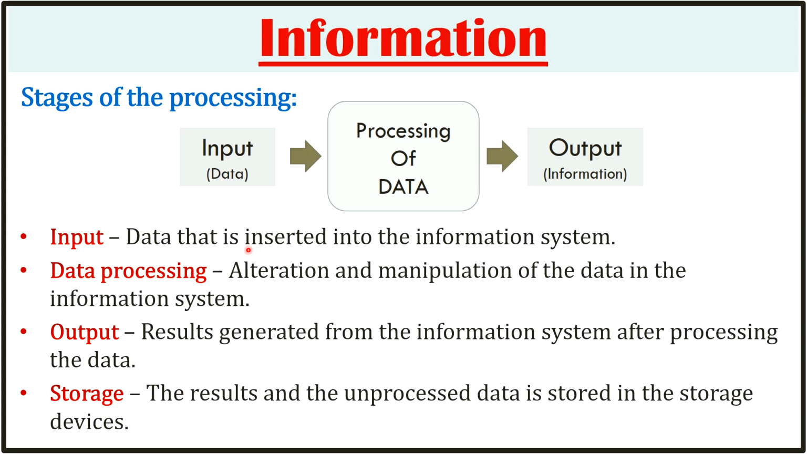Input is the data that is inserted into the information system. The second stage is data processing, in which the data is changed and manipulated in the information system. Third stage is output, which is the result generated from the information system after processing the data. And the last stage of the processing is storage, in which the data and the information is stored in the storage devices.